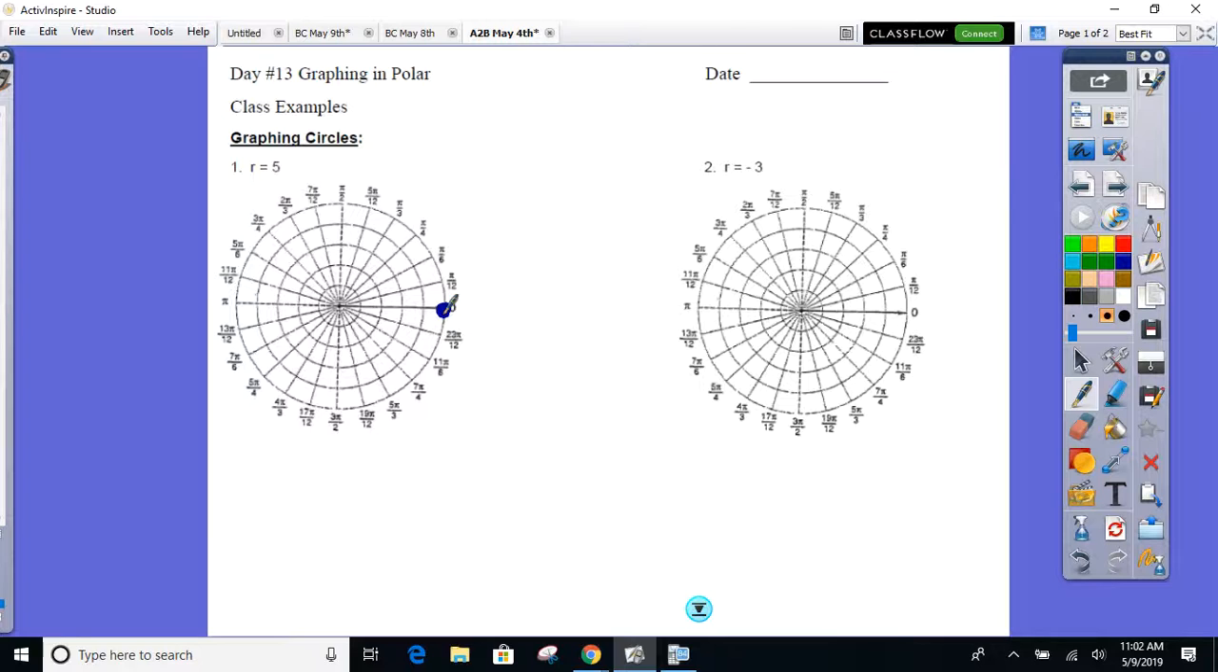What is it at pi over 12? Still 5 units away. Do you see what's going to end up happening here? At pi over 6, what do you have? Still 5 units away. What am I going to end up forming here as I go all the way around? Okay, there we go.